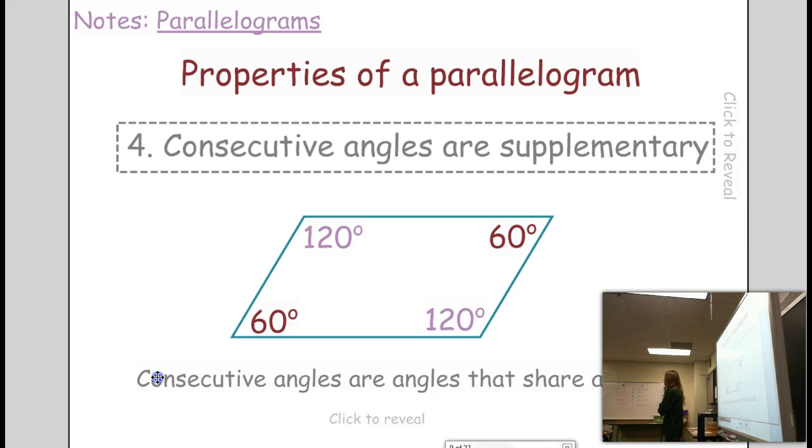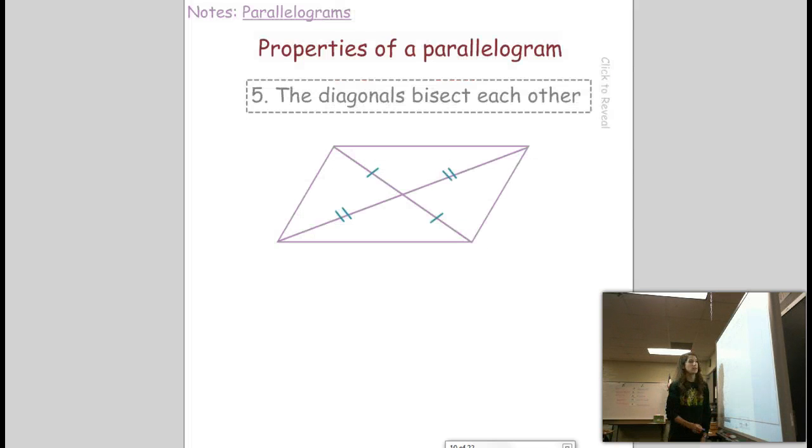Last property. What was that last property? Diagonals. There you go. The diagonals cut each other in half. Write it down because we're moving on. Opposite angles are congruent. The diagonals cut each other in half. Bisect.